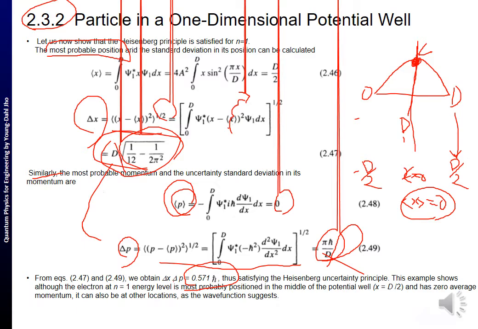principle. This example shows, although the electron at n equal 1 energy level is most probably positioned in the middle of the potential and has 0 average momentum, it can also be at other locations because it has spread over the quantum well, as the wave function suggests. There is momentum uncertainty.